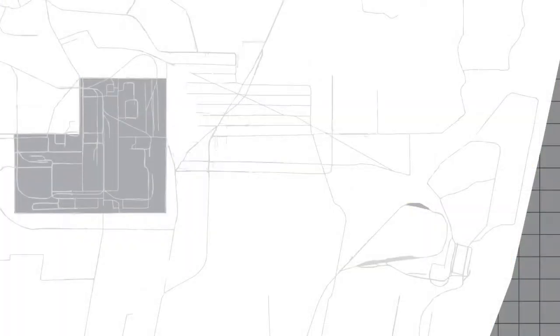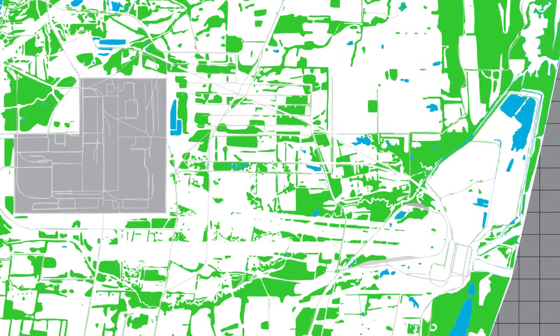The smaller model shares many of the features of the larger one, including green wooded areas, blue bodies of water, and orange facilities at both Paducah Gaseous Diffusion Plant and TVA, with the added 3-dimensional elements.